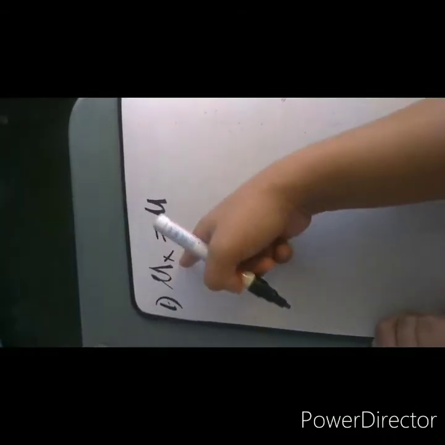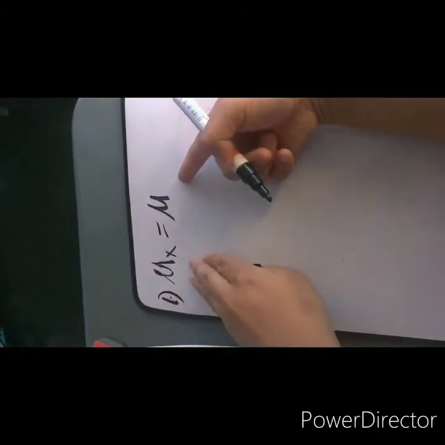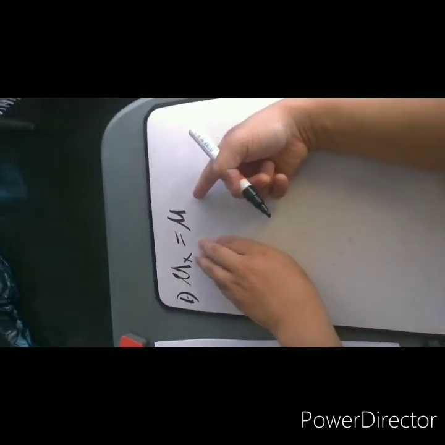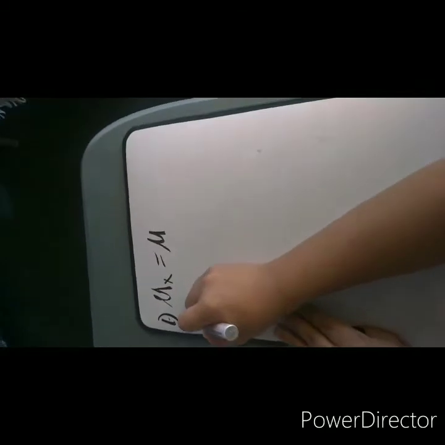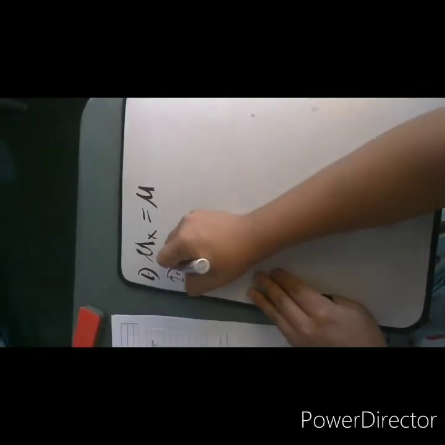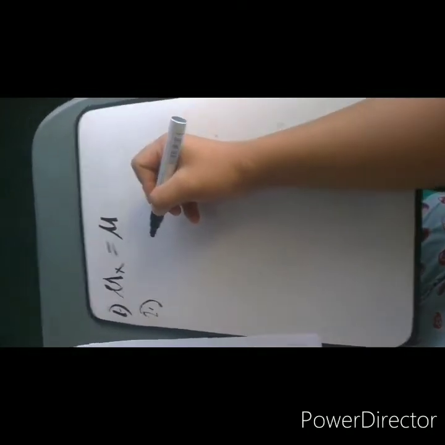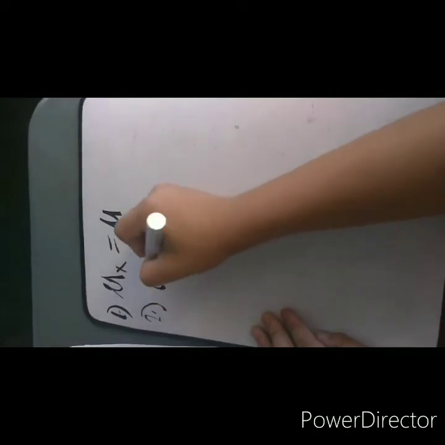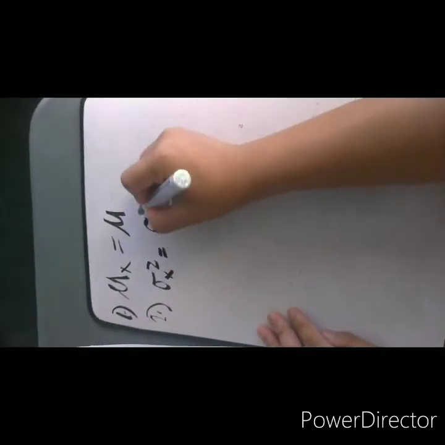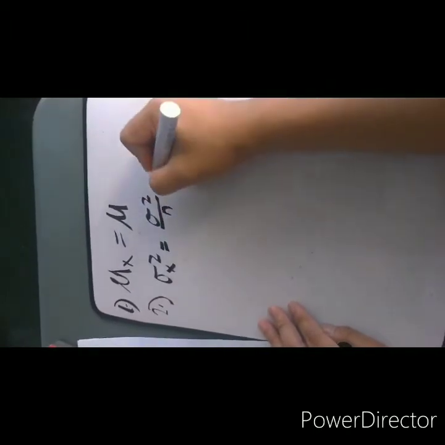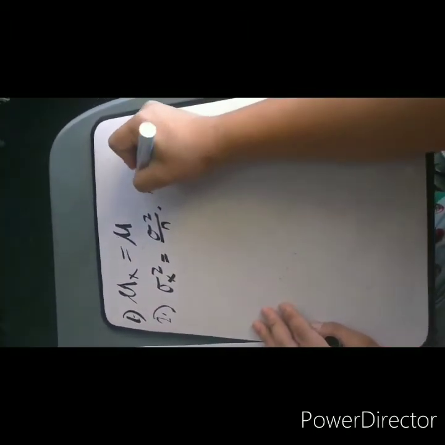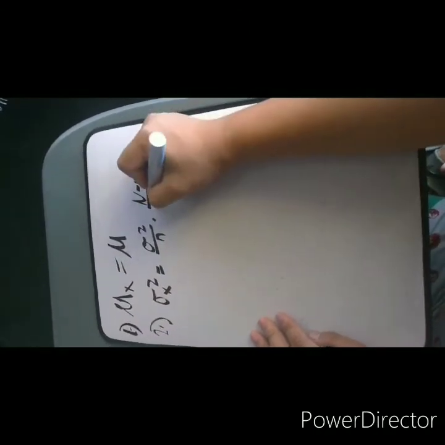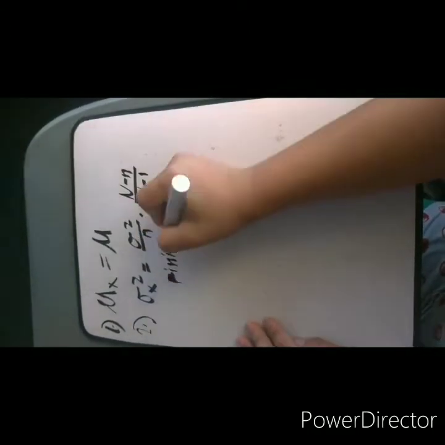Next, number 2, we have the variance of the sampling distribution of the sample means. Sigma squared of the sample means is equal to sigma squared all over small n, times capital N minus n all over capital N minus 1, for a finite population.